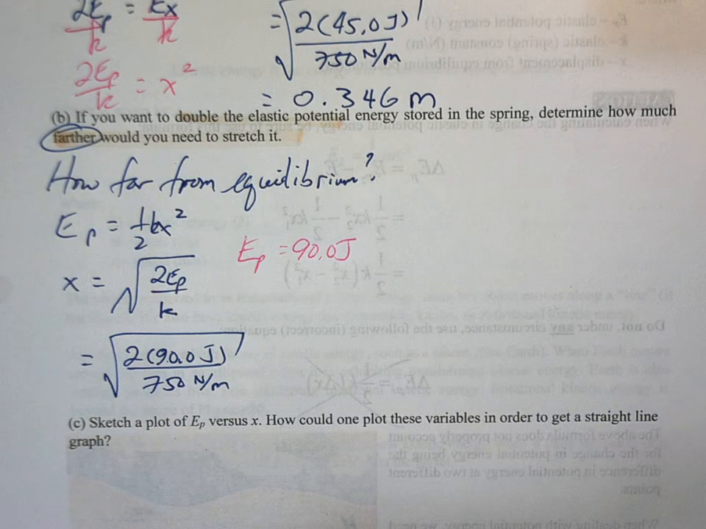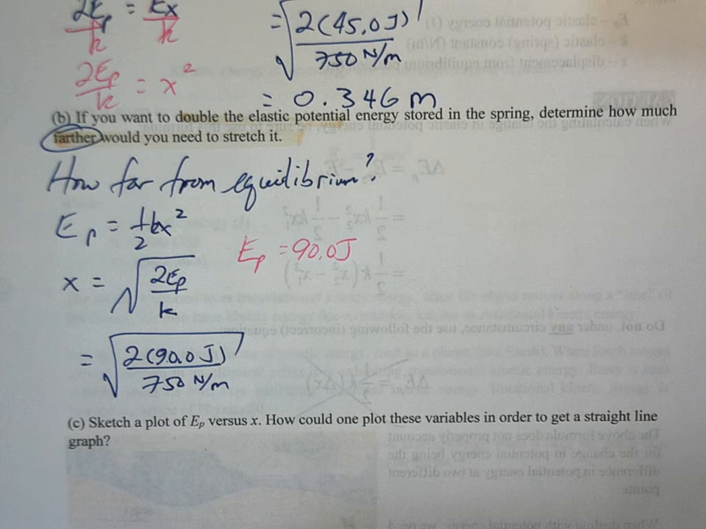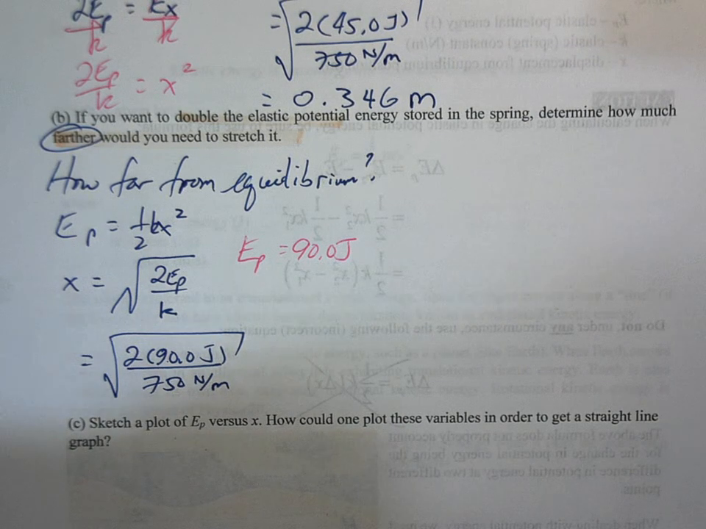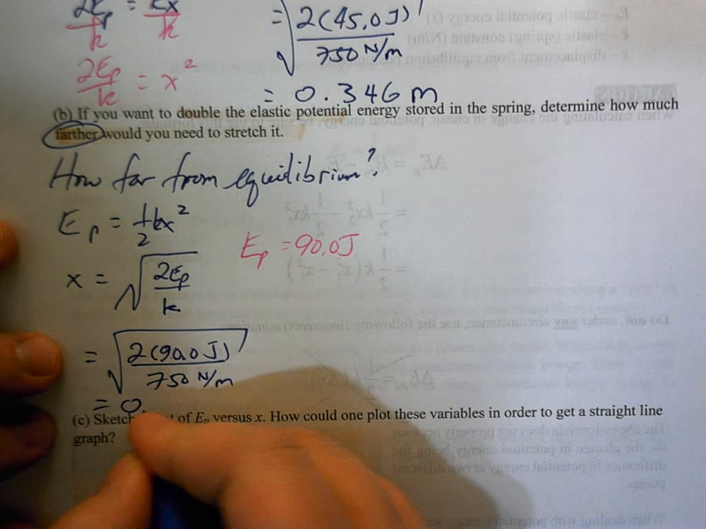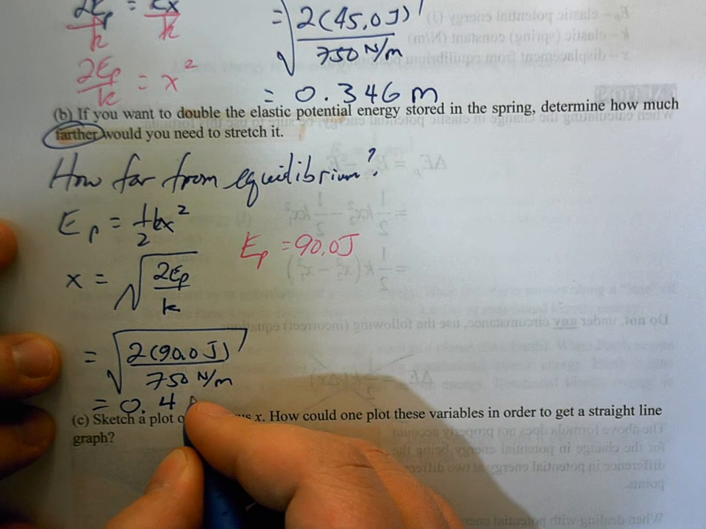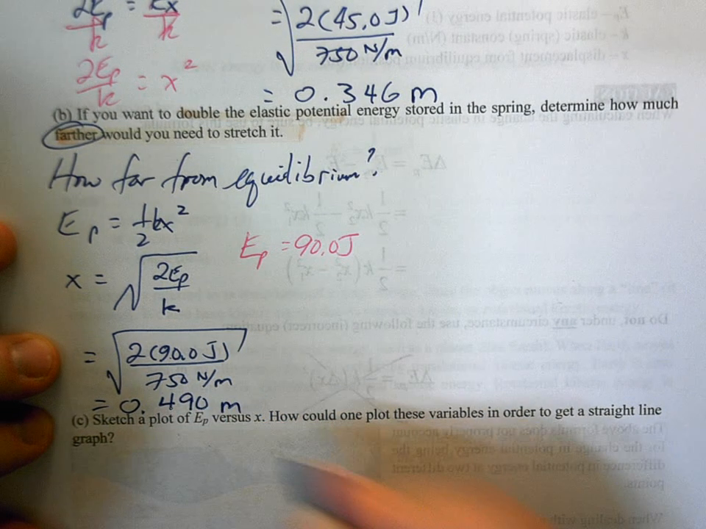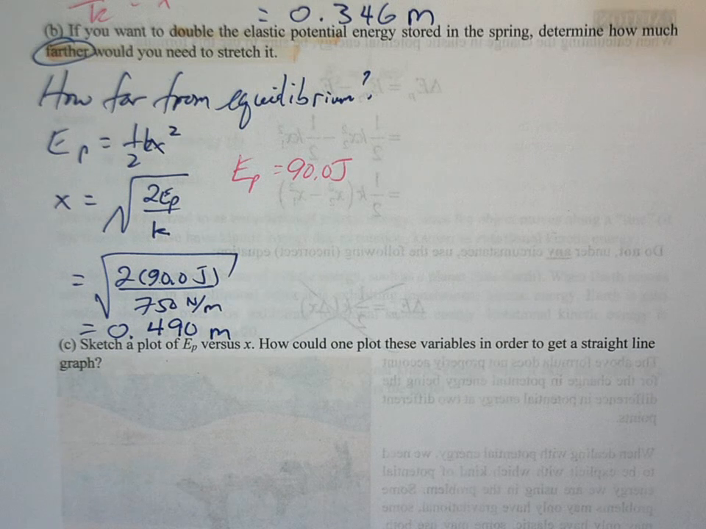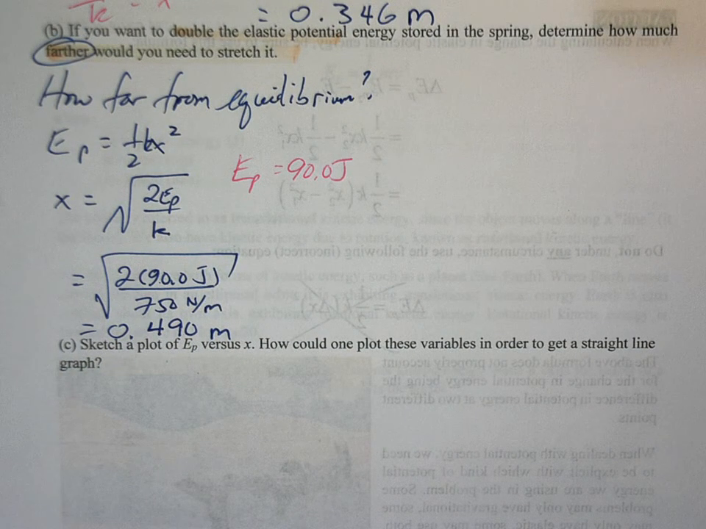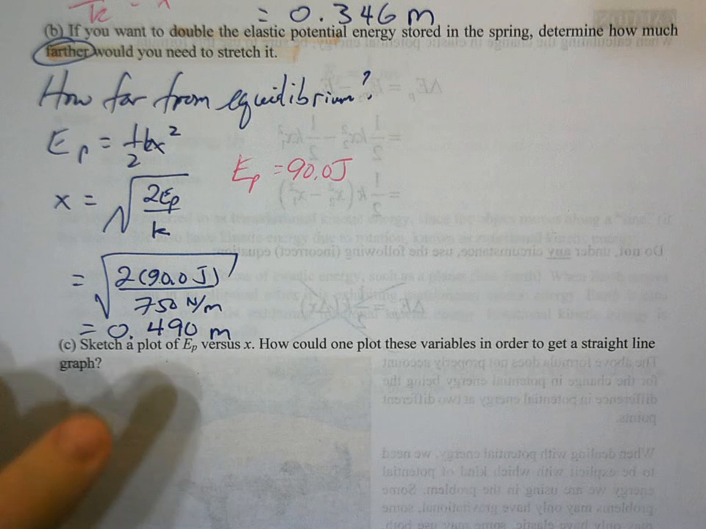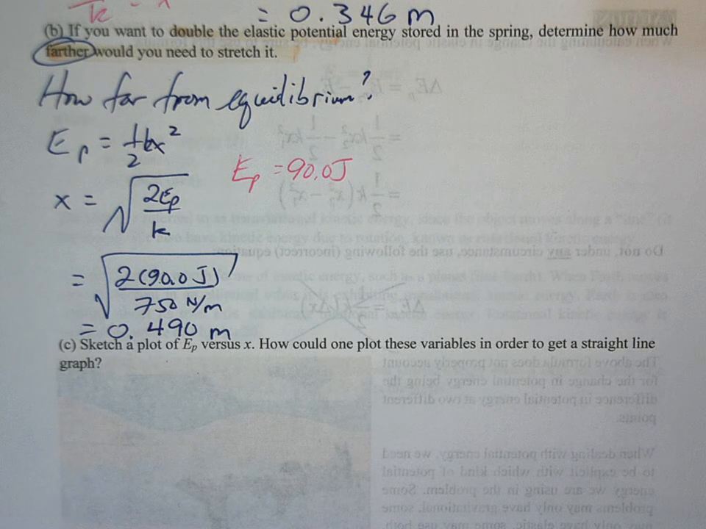So this time we are going to have, let's see here, wrong number. So I'm going to have about 0.490 meters. So this is telling us how far from equilibrium we have to stretch this to get 90 joules. So to get 90 joules, this has to be stretched about 49 centimeters.